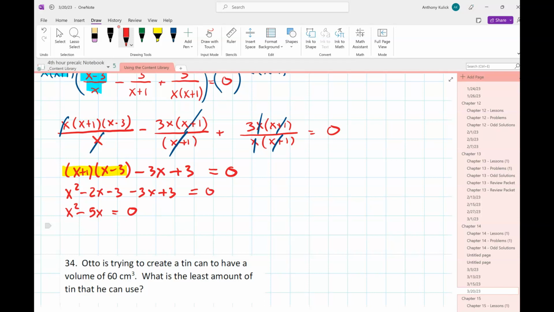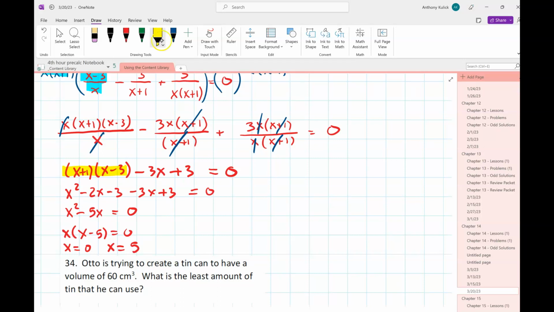So how do I factor x squared minus 5x? Just the greatest common factor, right? What's in common to both of them? Okay. So when I set each piece equal to 0, I get 0 and 5. All right, Lucas, am I done?